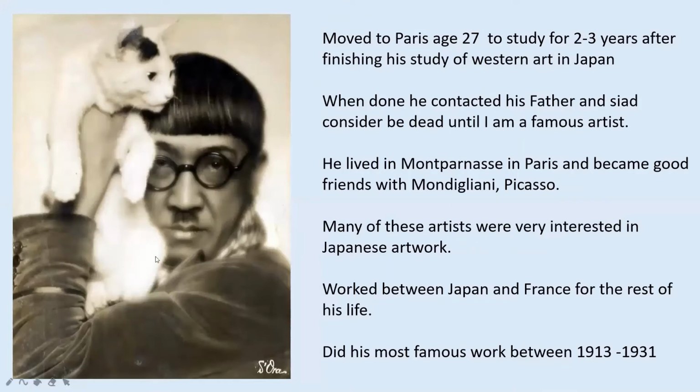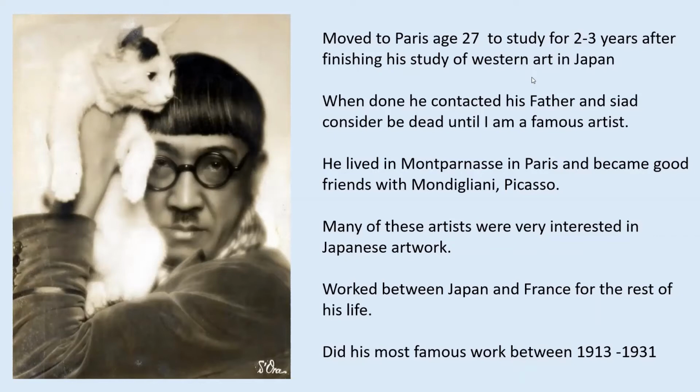So this is a picture of Fujita. He studied Western art in Japan for a few years, and then he moved to Paris when he was 27 to study at the École des Beaux-Arts for 2 to 3 years. And when he finished his studies, he essentially contacted his dad and was like, right, Dad, I'm not coming back, and please consider me dead until I am a famous artist. So it's like, you will see me again when I am successful, and if not, you will never see me. Quite dramatic, you could say.